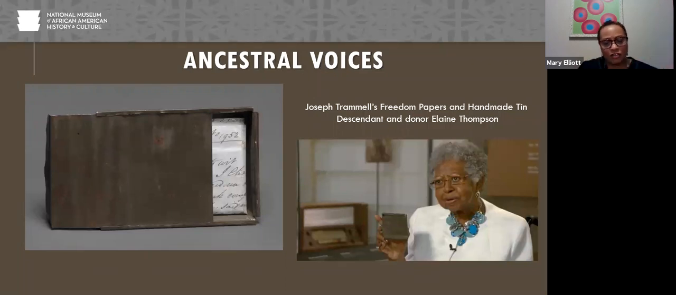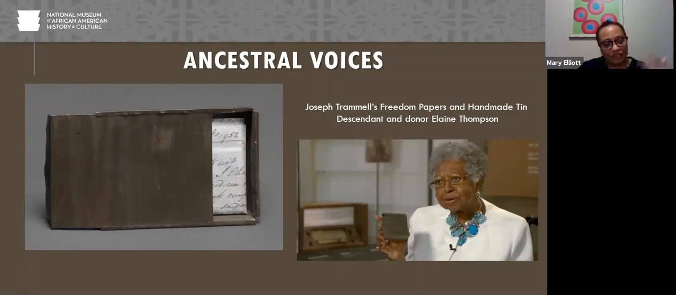It talks about his physical description. It tells us where he was. It tells us he had to register for his freedom. It also tells us who stood in as a witness on his behalf. And that tin wallet was designed by Joseph Trammell to protect his freedom, in essence, because that tin wallet protected those freedom papers. Why was that important?